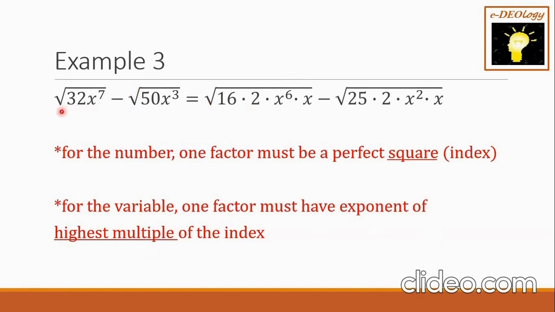Our index is 2. So the factors for x raised to 7 are x raised to 6 and x. For the second radical, the 50 is factored into 25 and 2. We know that 25 is a perfect square number. For the x cubed, the factors will be x squared and x.